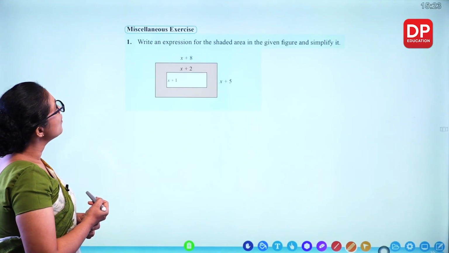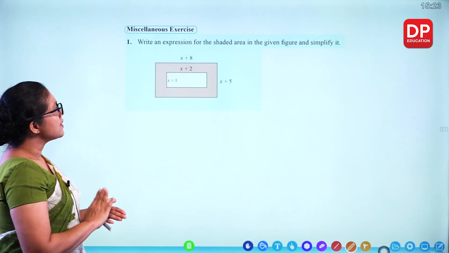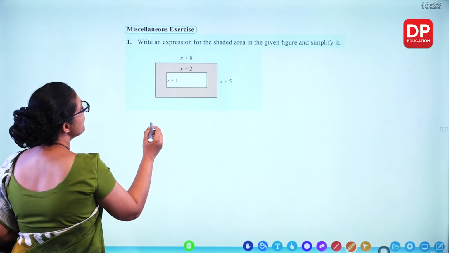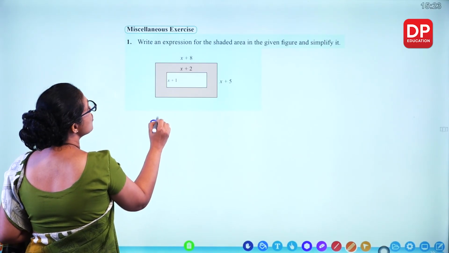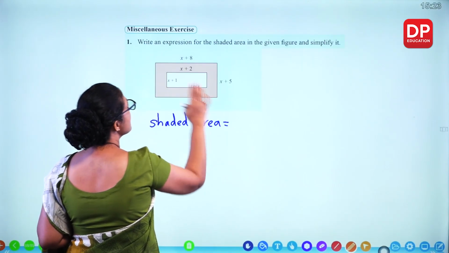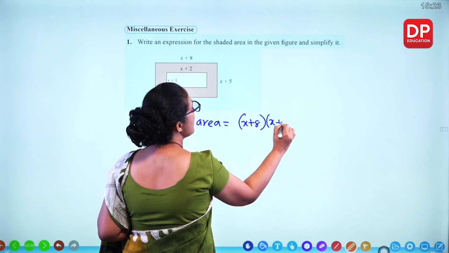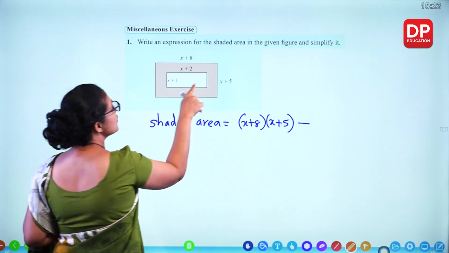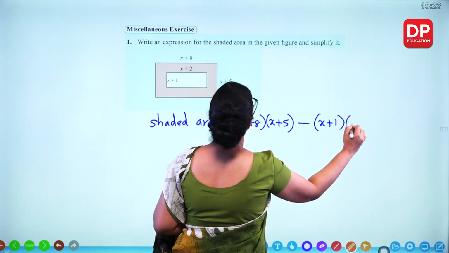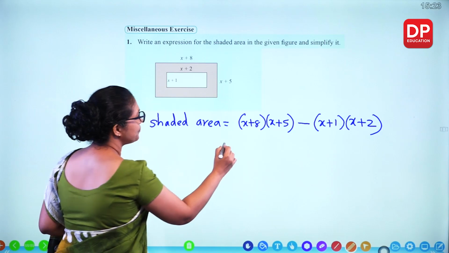Another one. So you are asked to find out the shaded part. So we can subtract the smaller area from the bigger one. So shaded area is equal to, what's the bigger one? x plus 8 into x plus 5. What's the small area? Inside rectangle, x plus 1 and x plus 2. Now we'll do separately and subtract.